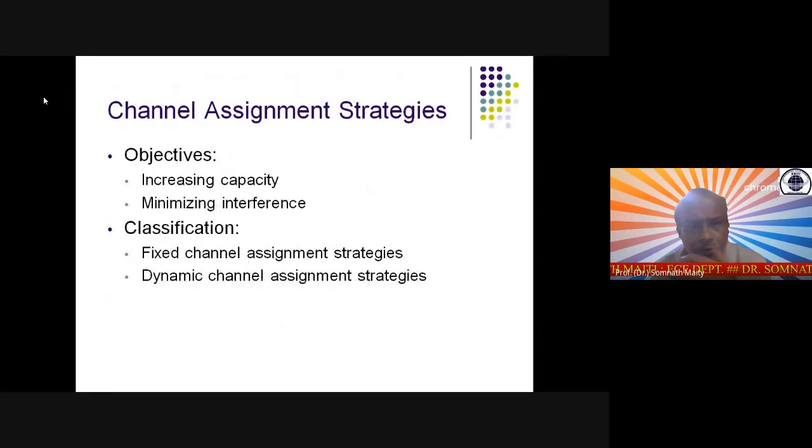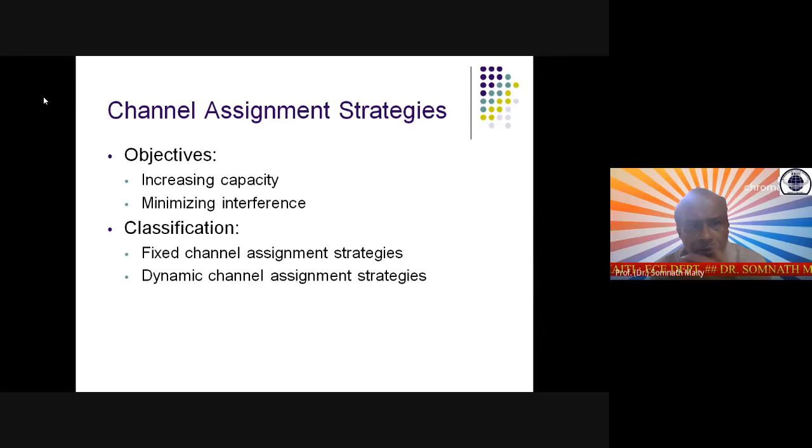Now let's come to channel assignment strategies. In a cell, a set of channels is assigned. How are they assigned? What are the objectives? Increasing capacity and minimizing interference. These two are the objectives of channel assignment strategies. Classification: fixed channel assignment strategies and dynamic channel assignment strategies. These two techniques are used for channel assignment.